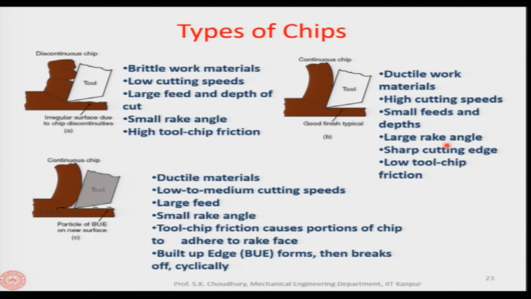So, we have basically the discontinuous and the continuous chip. Once again, the continuous chip is formed when the workpiece material is ductile, the cutting speed is high, feed is small, rake angle is large, and the coefficient of friction between the chip and the rake face is low. Opposite conditions apply for the discontinuous chip, particularly when the material is brittle.